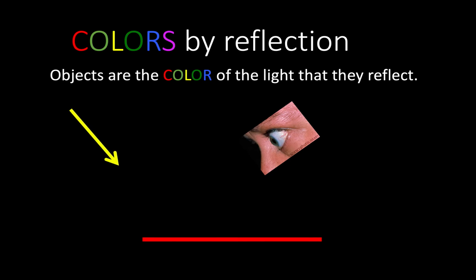Red sheet of paper, if yellow light is available, and remember from our color wheel, yellow is a combination of red and green. And this red piece of paper absorbs blue and green and reflects red. So if your red sheet of paper were illuminated by only yellow light, well, it would still look red because there is red light in the yellow light.